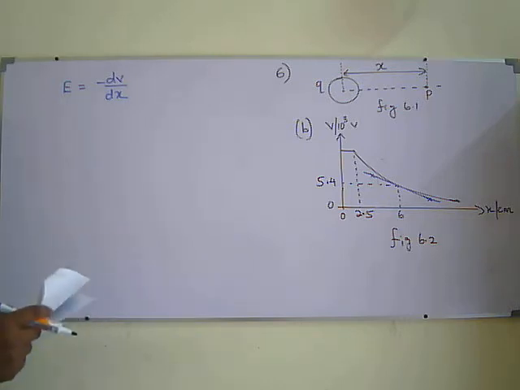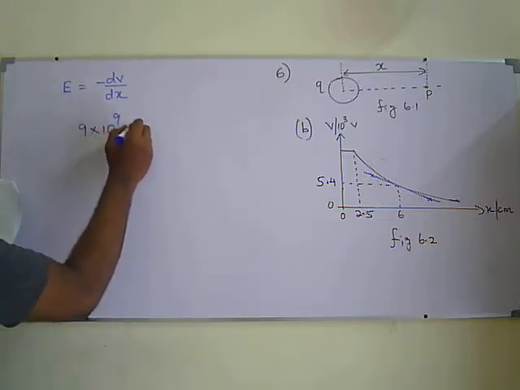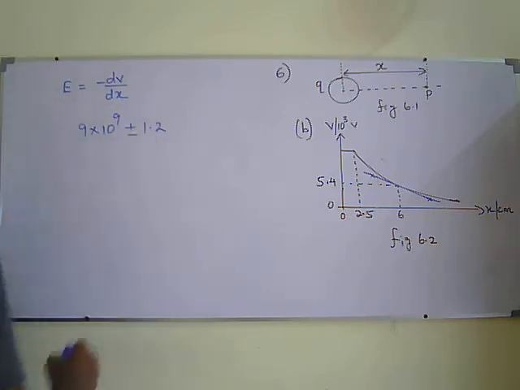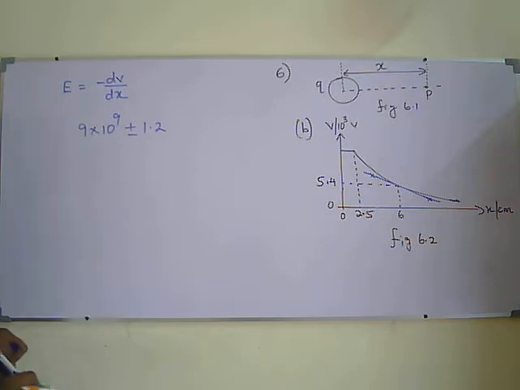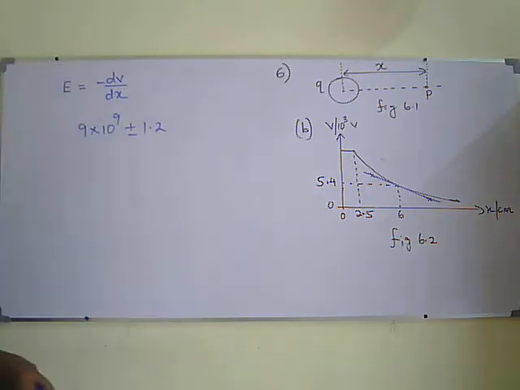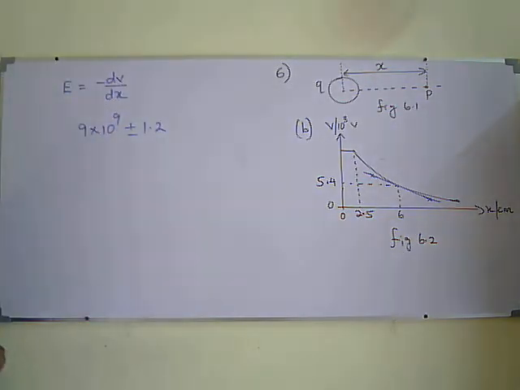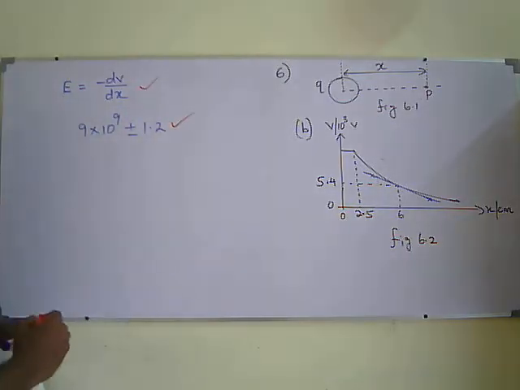So that is the answer you will get if you do that way. Mark scheme is accepting 9 times 10 to the power 4, plus or minus 1.2. I think 1.2, yeah. So that means 7.8 to 10.2 times 10 to the power 4, they are accepting, because when you are drawing a tangent manually, you won't get exactly the same answer. Right, that is method 1 for finding the electric field strength at 6 centimeter. Those who like to, draw the tangent and find the gradient of the tangent.